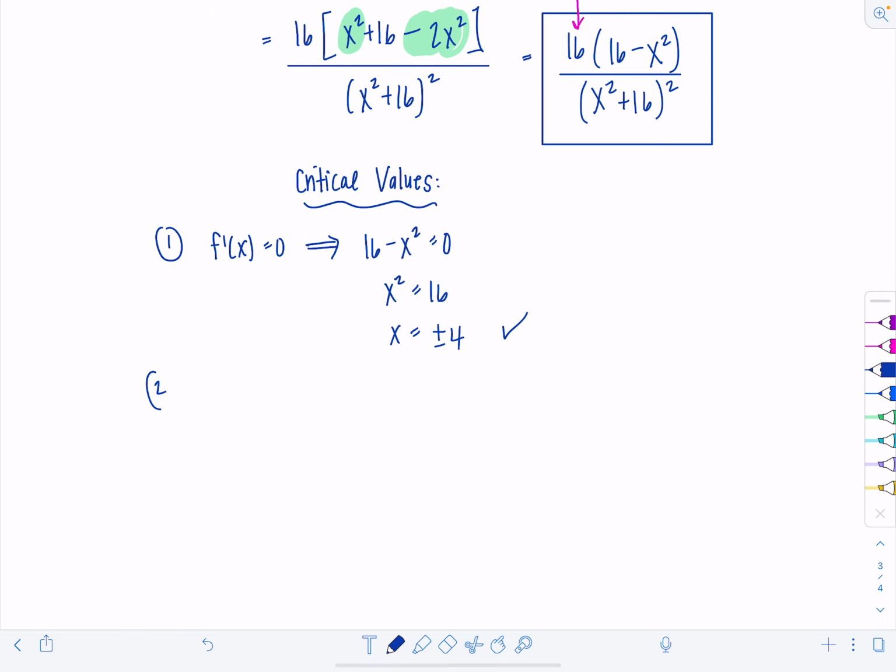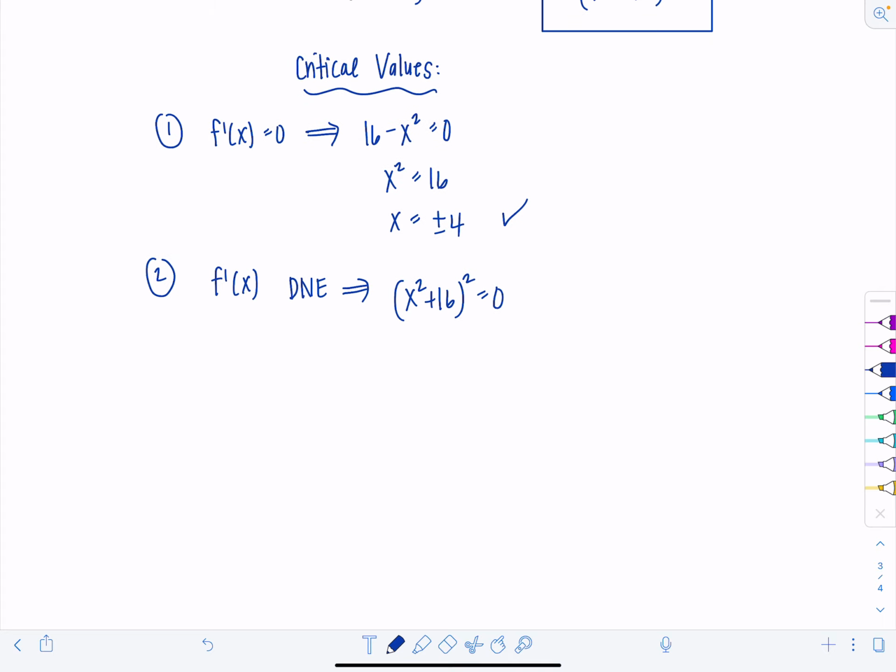And then the second place where we get critical values is where f prime of x does not exist. So that would come from the denominator equaling 0. But remember, in the very beginning, when we were finding the domain of our function, we realized this x squared plus 16 expression does not have any real zeros. They're imaginary. So the only critical values that we have are plus or minus 4.